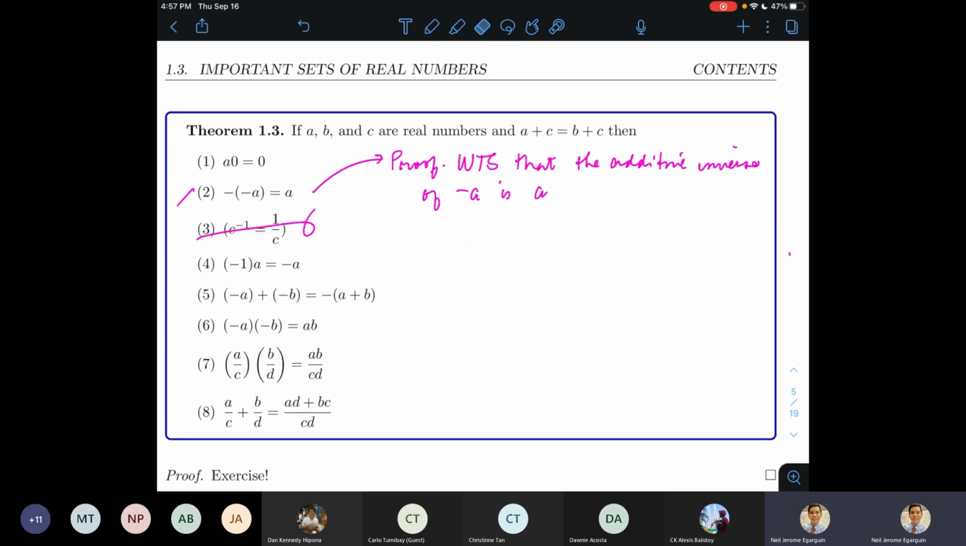Perhaps the more correct way of writing it is that negative A plus A should be shown to be equal to 0. Okay? Pero ano nga ba to? I can use the commutative property of addition and write it as A plus negative A. But again, by one of the axioms earlier, actually the property of additive inverses, A plus negative A is just equal to 0, right? So this is equal to 0 by property of additive inverses.